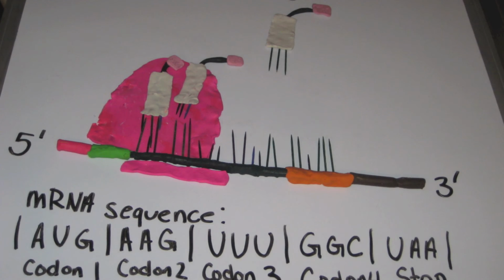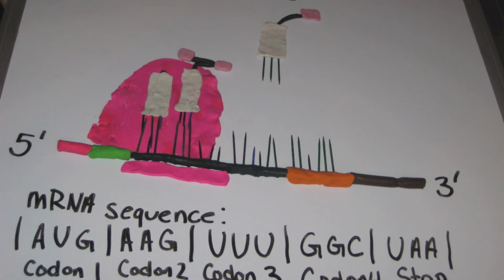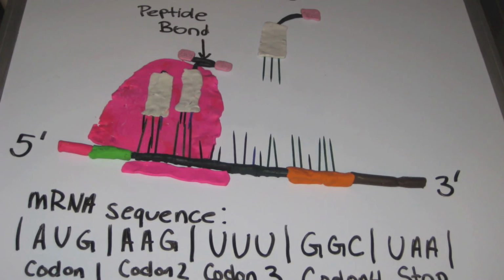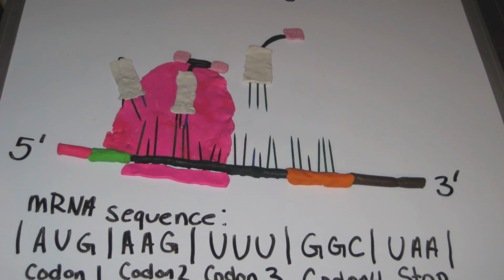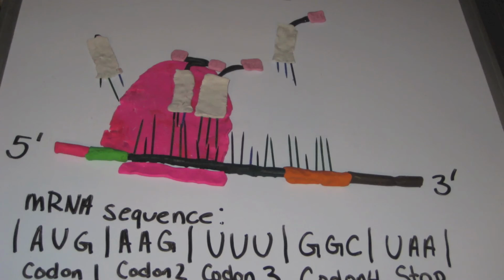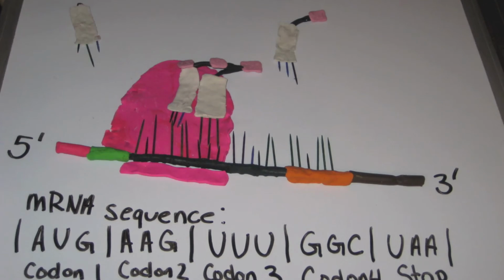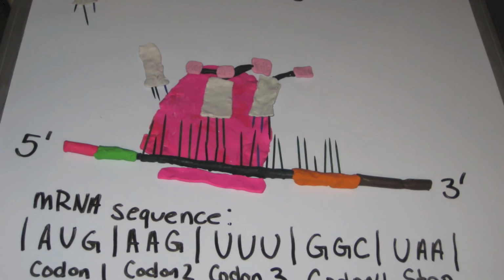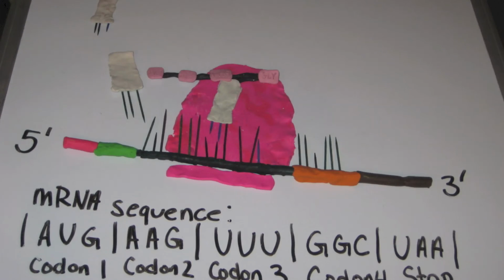In this stage, amino acids are added one by one to the previous amino acid at the carboxyl end by peptide bonds. tRNA enters the ribosome through the A site and leaves through the E site. This occurs until the polypeptide is completed.